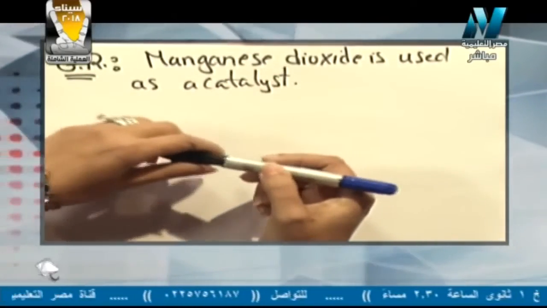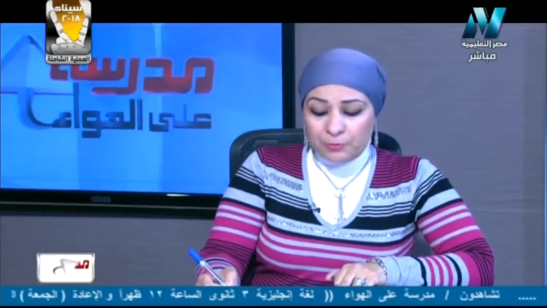As Mr. Muhammad said, the catalyst speeds up the chemical reaction by bonding with the reactant and separating quickly before forming the product. Okay? So the catalyst will bond with the reactant, okay? And before the product is formed, it will be separated quickly. This is the action of manganese with the hydrogen peroxide.